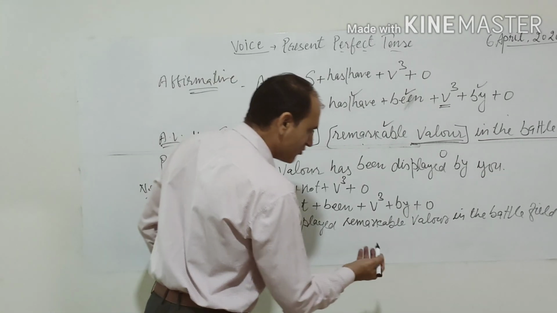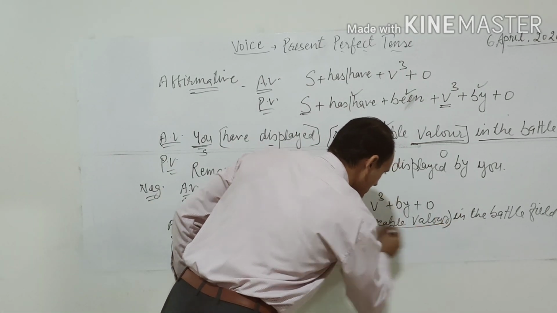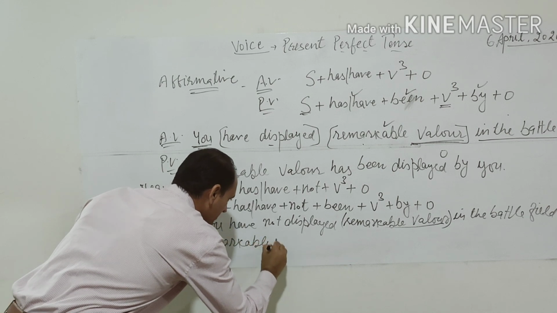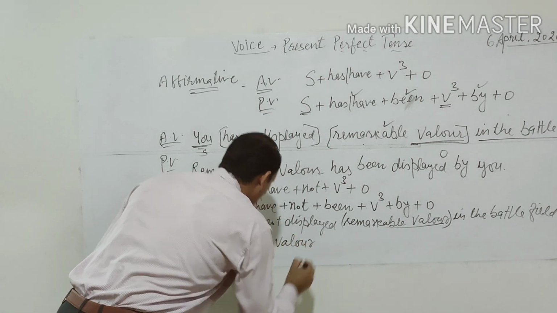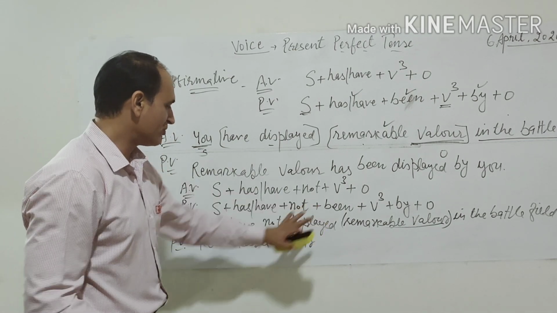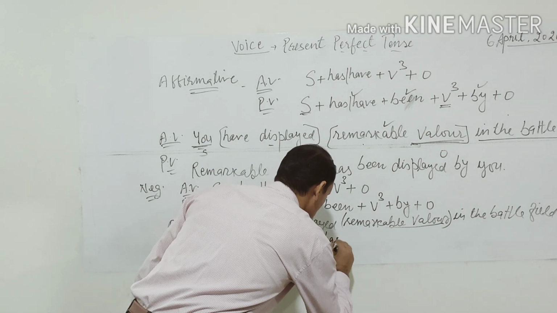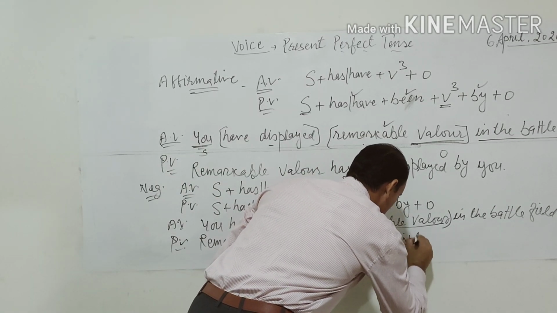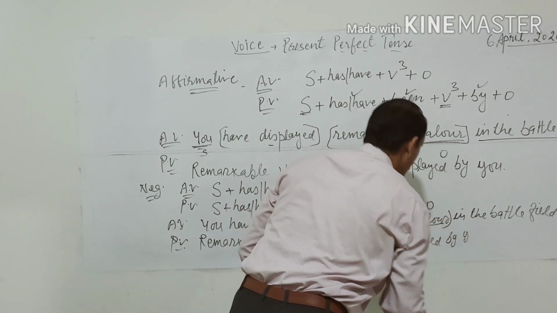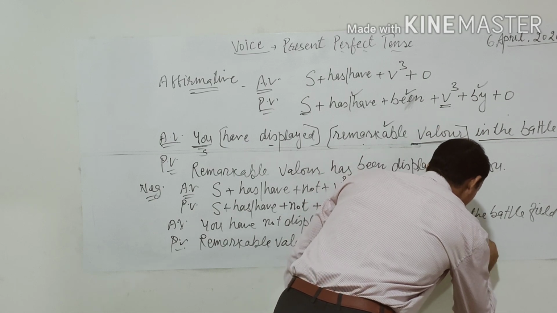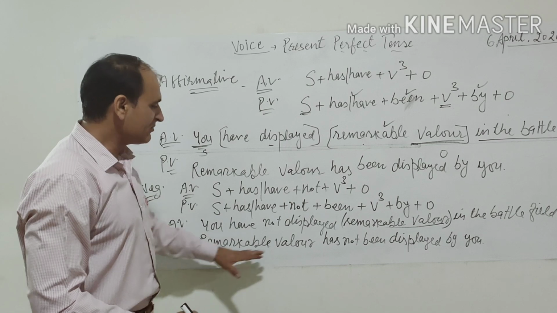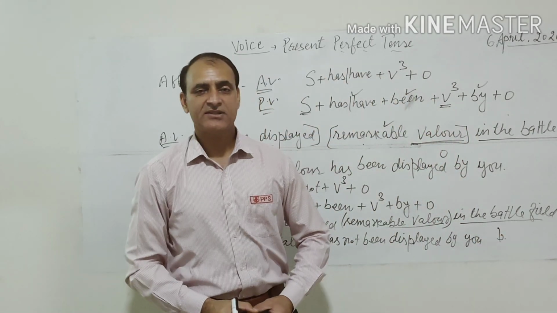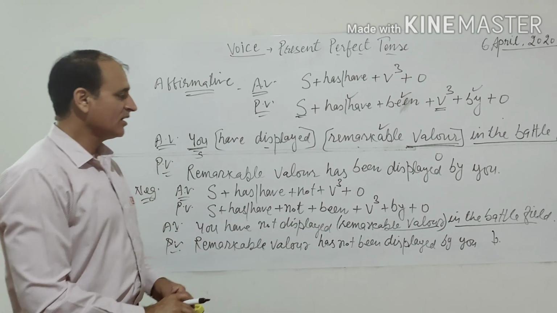So we found out in the affirmative sentence itself that the object of this sentence is remarkable valor. So let's start the sentence with the same and it becomes remarkable valor has, have, not been. So being singular subject we use has not been, and then third form of the verb, that is displayed by you. So our passive has become remarkable valor has not been displayed by you where? In the battlefield. Now this is the passive form of this sentence.